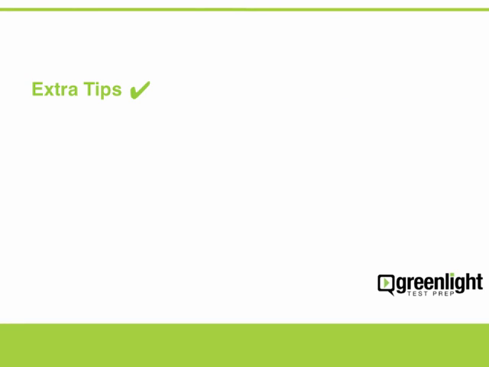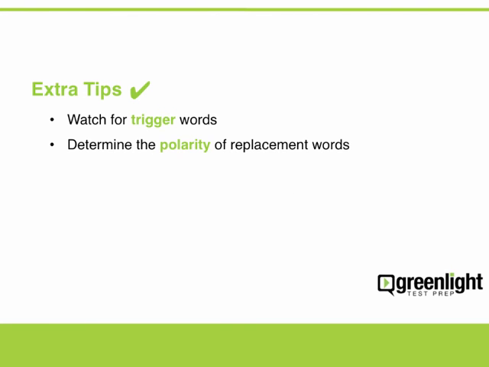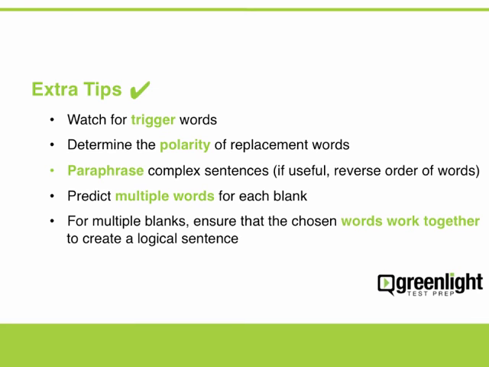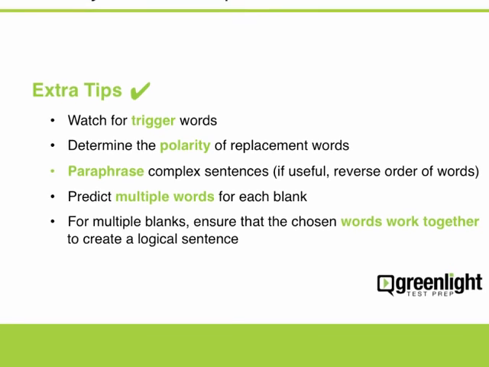Here are a few extra tips to keep in mind. Watch for trigger words: although, and, but. Determine the polarity of replacement words. In other words, positive, negative, or neutral. Paraphrase complex sentences. If useful, reverse the order of words. Predict multiple words for each blank. And for multiple blanks, ensure that the chosen words work together to create a logical sentence.